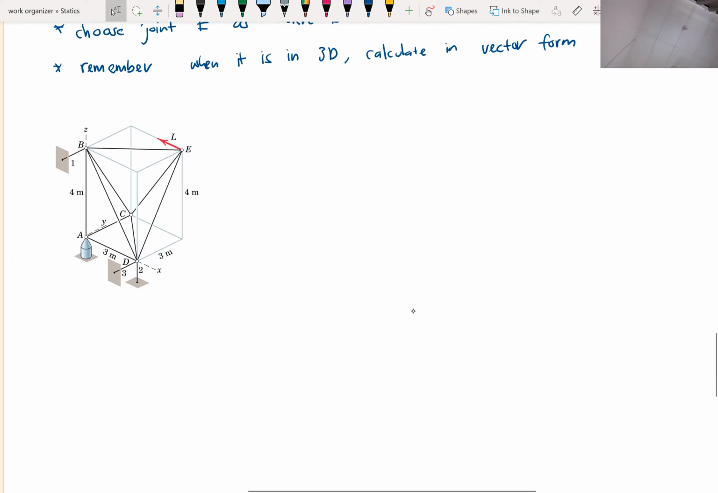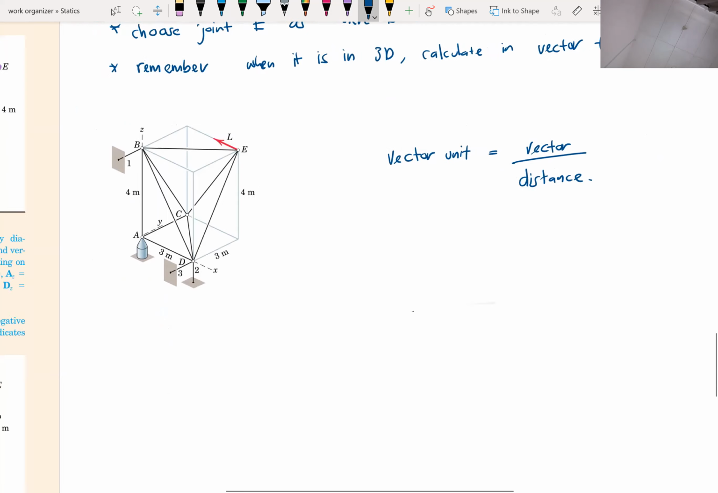So now we are going to section joint E. Now we are going to calculate the unit vector. The unit vector is the vector divided by the distance. So now we calculate FEB first.